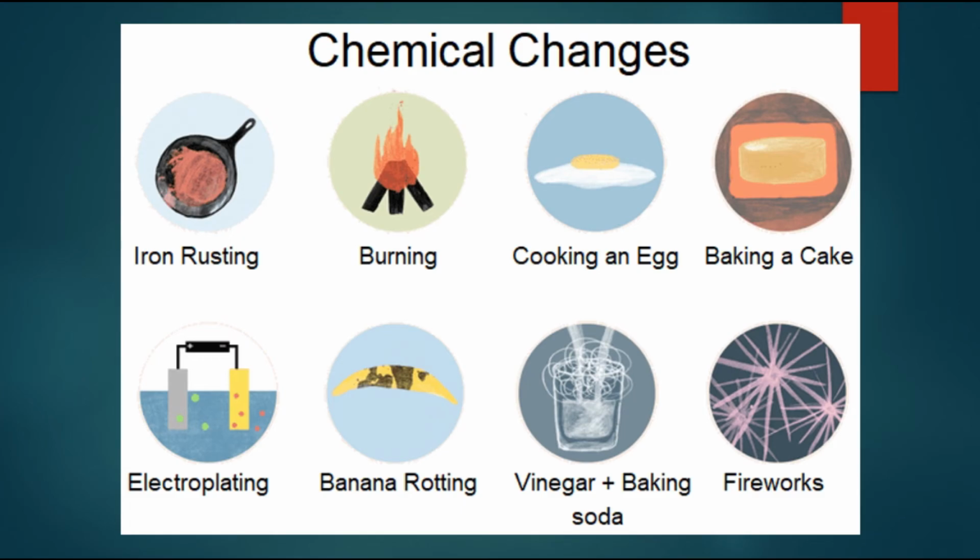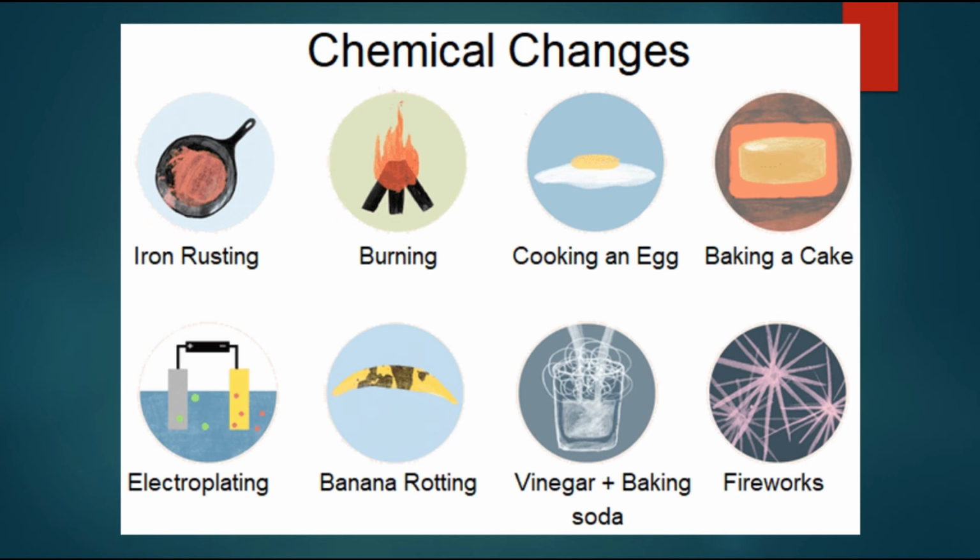Iron rusting, burning. Anything that we burn undergoes a chemical change. Cooking an egg, baking a cake, electroplating, banana rotting. Vegetables and fruits tend to rot or decompose. Our fruits and vegetables can rot, so they are biodegradable. Anything that is biodegradable undergoes chemical changes. The composition within those foods, vegetables, and fruits changes, and that causes them to decompose or decay. That causes the rotting of our food.